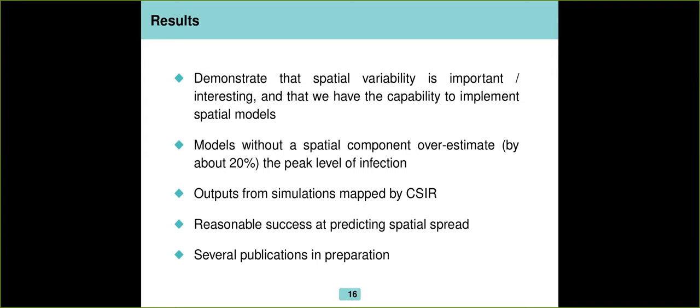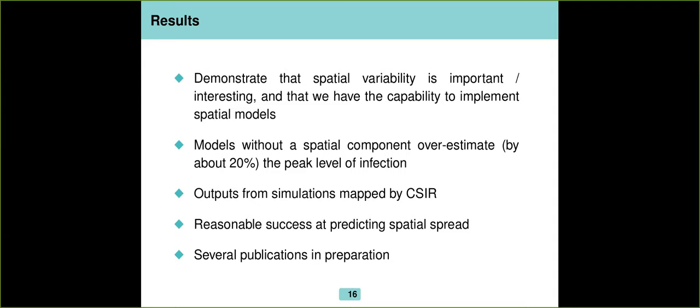Some of the results from the work. Firstly, we were able to demonstrate that the spatial variability is important and interesting, and that we had the capability to implement spatial models and generate the sort of outputs required. One of the key things that pitched up early on is that models without a spatial component overestimate the peak level of infection by about 20%, and they also underestimate the duration of the infection at a national level. So in other words, they have a higher and narrower curve for the number of infected. And at a spatial level, we'd see a much flatter curve, significantly flatter by about 20%, but also one that would stretch out for much longer.